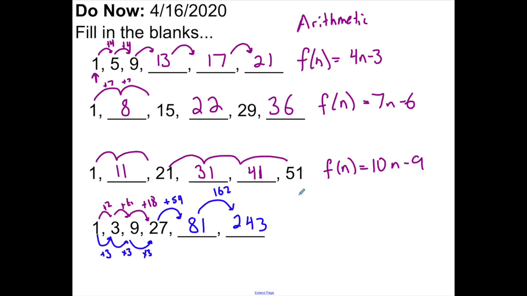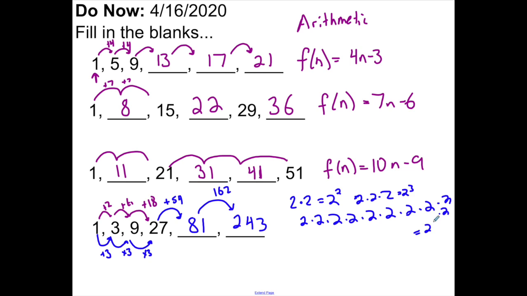But what do we call it when you multiply a number over and over? What do we call 2 times 2? Right? It's 2 squared. What do we call 2 times 2 times 2? It's 2 cubed. What do we call 2 times 2 times 2 times 2 times 2 times 2 times 2 times 2 times 2 times 2? Well, there's 10 of them, right? So it's 2 to the 10. Right? So this is what it looks like when we multiply over and over.